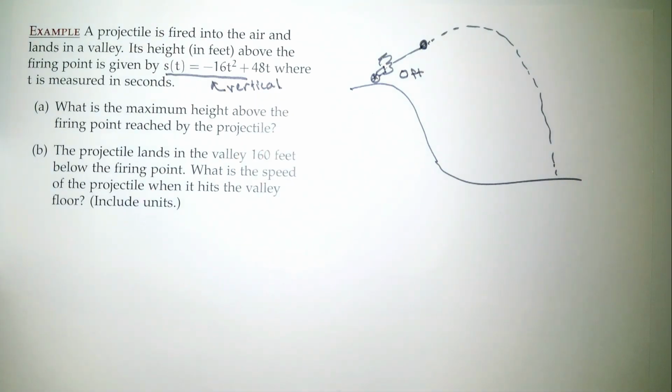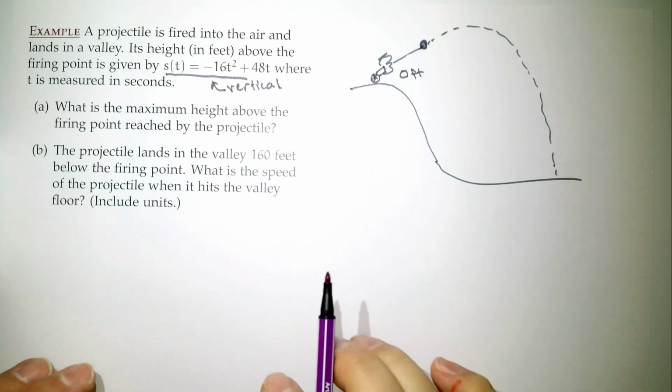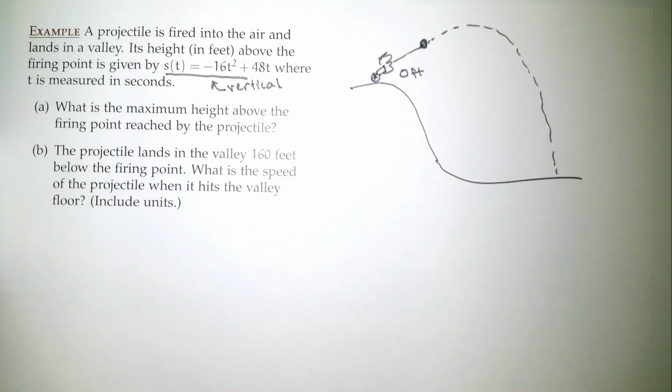So there's a question, what's the maximum height above the firing point reached by the projectile? Now, we can do this question in two different ways. We can do a calculus way, or we can do a non-calculus way. Which do you prefer? Calculus. All right. Sounds good. I mean, you're paying for calculus lessons. Okay, seems reasonable. All right, so here's the calculus way.